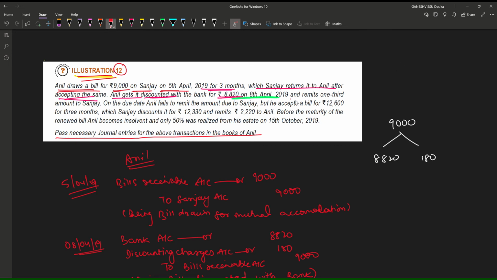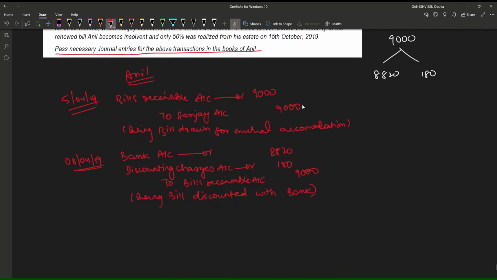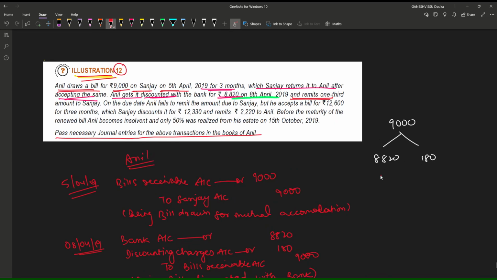Okay, and what happened? One third amount to Sanjay has been remitted. One third amount is nothing but out of this 8,820 into 1 third, which we need to calculate: 8,820 into 1 divided by 3, in the sense 2,940 is the amount which has been sent to Sanjay. In the sense, what is the ratio? 2:1, right? Because 1/3 share is, in the sense, there will be 3 shares. 2/3 share will be with Anil, and 1/3 share will be with Sanjay.